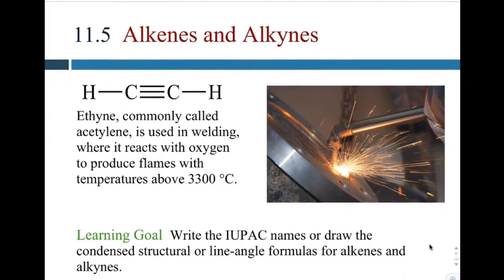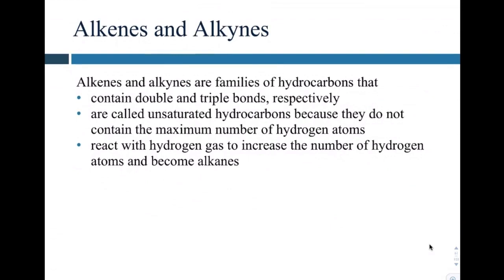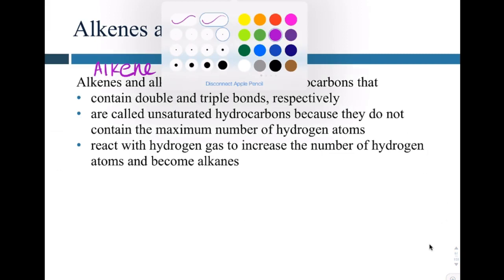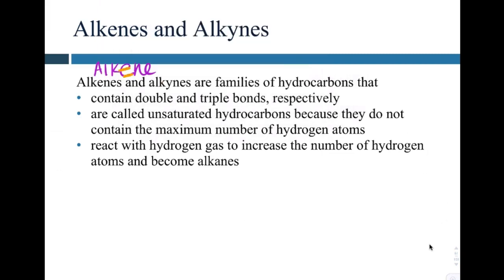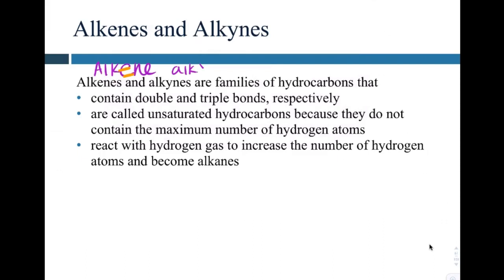All right, so we're going to talk about alkenes and alkynes. An alkene has a double bond, and an alkyne has a triple bond. Ethyne, whose common name is acetylene, is used in welding. So I can remember alkenes as a double bond because I think about a lowercase e as having two, like a double bond. I know that's a stretch. And alkynes has this y with one, two, three lines, so it's a triple bond.